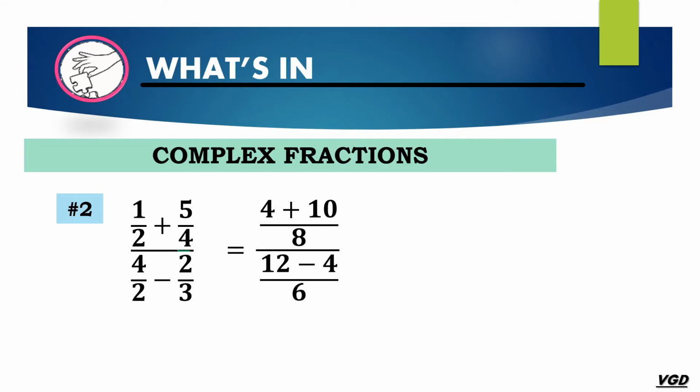Let's evaluate next our denominator. So we have here 4 over 2 minus 2 over 3. The least common multiple is 6. Then divide 6 by 2, so we got 3 multiplied by 4 is equal to 12. Next is divide 6 by the denominator 3, it's equal to 2, and 2 times 2 is equal to 4. So we got here 12 minus 4 over 6. And to simplify, for the numerator we got 14 over 8 divided by 8 over 6.